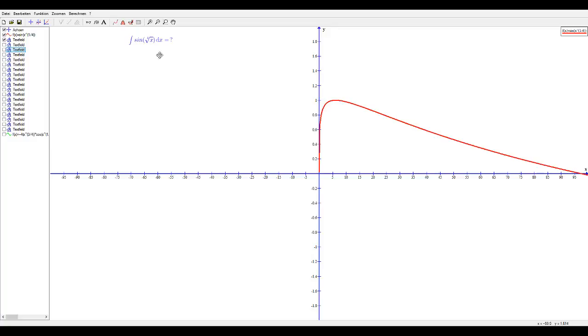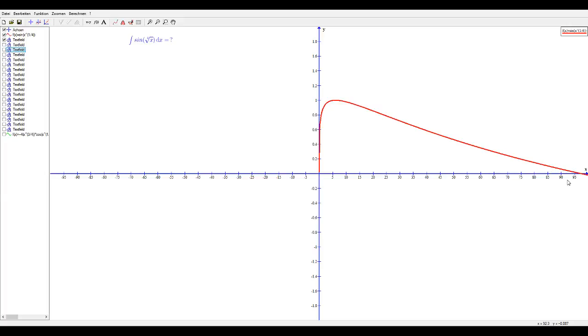Hello, let us integrate the sine of the fourth root of x. And this function is a bit difficult to draw. As we see in the graph for this function here, this function isn't very high. Its maximum is at 1. But there isn't a whole lot happening until you go really far to the right.